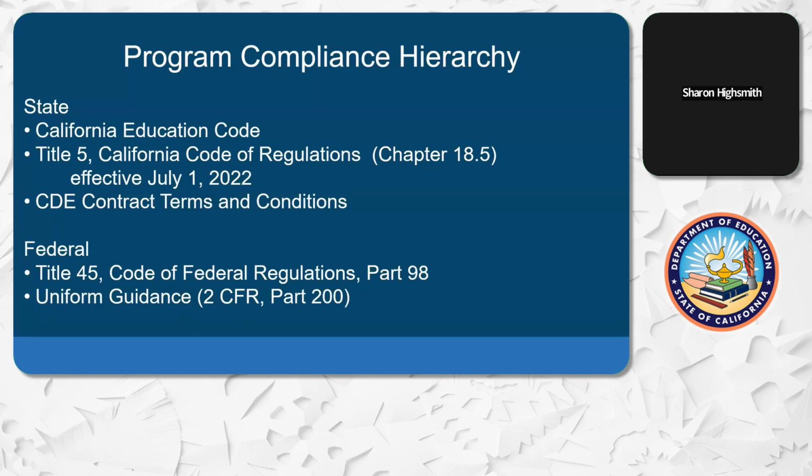These are the main criteria for the state preschool program. Under state regulations, we have Education Code Title V and contracts, terms, and conditions. I want to highlight Title V, Chapter 18.5, which came into effect July 1st, 2022, and it is specifically for the preschool program. Prior to that, the child development programs were under Title V, Chapter 19 and 19.5. However, since the transfer of the Child Care Development Program to the Department of Social Services, these regulations were separated.